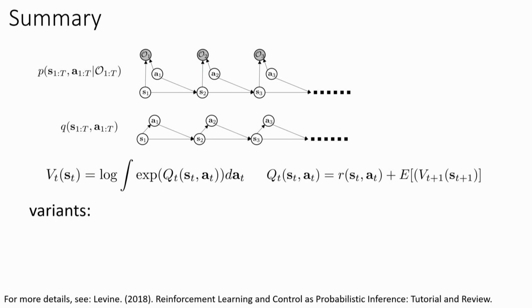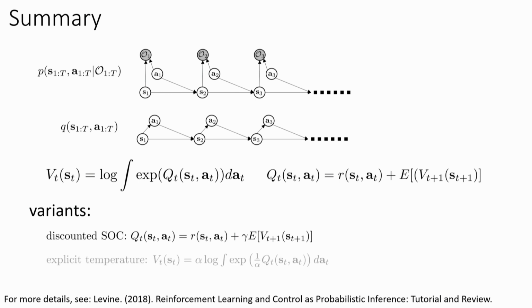There are a few variants on this process that are worth knowing about. So you can introduce a discount into this to get discounted stochastic optimal control. Works exactly the same way, you just put a discount in there. The way that you typically justify this is by saying that you're modifying the transition dynamics.